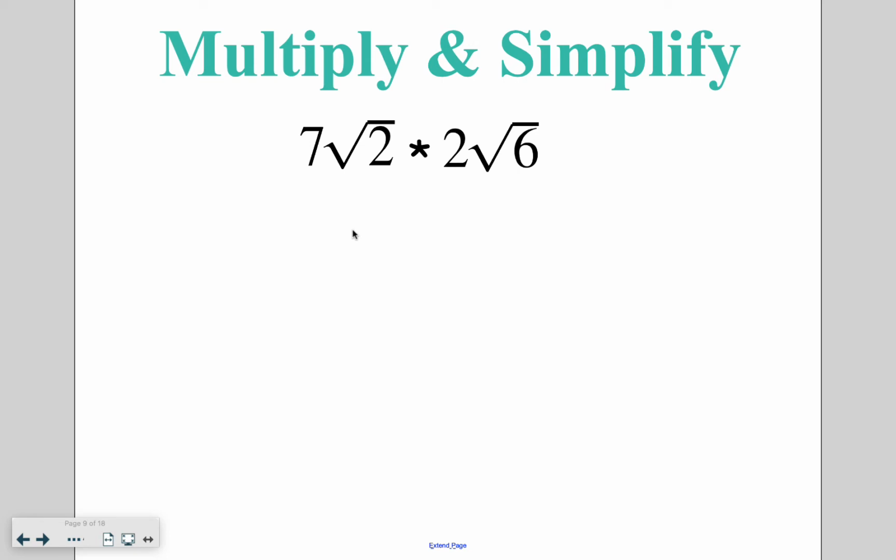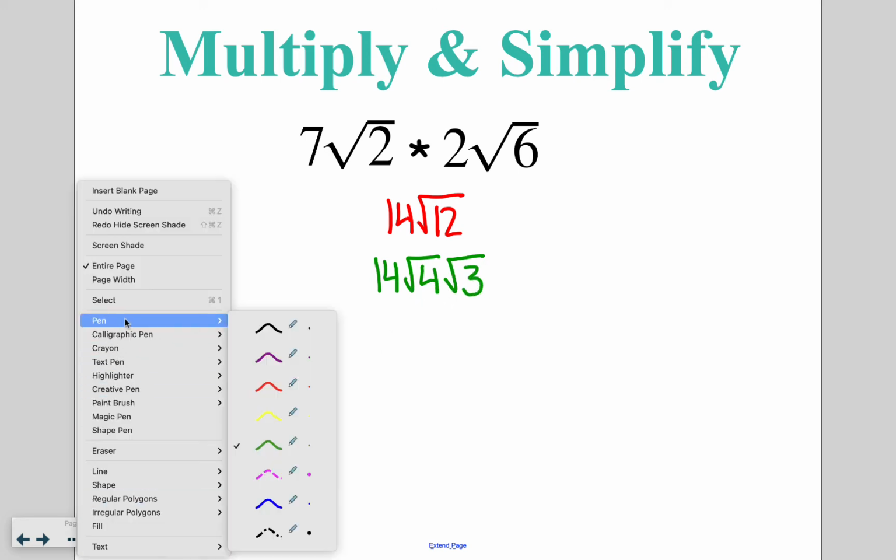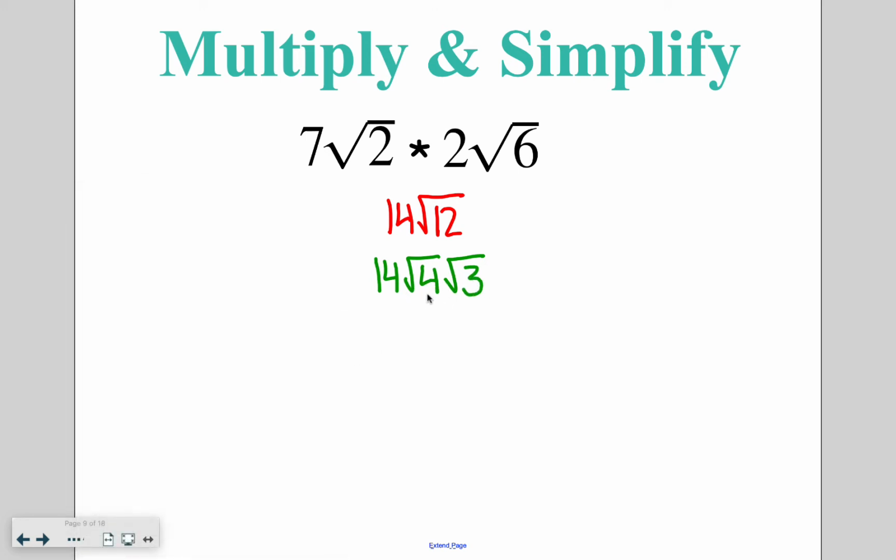So when I have this problem here, I'm going to start with my outsides. 7 times 2 is 14. And then insides, 2 times 6 gives me 12. We always want to check for simplifying. 12 can be divided by a perfect square. So I've got 14, square root of 4, square root of 3. The square root of 4 can be solved, so that is a 2 now. So I've got 2 times 14, which gives me 28 square roots of 3 as my simplified radical form.